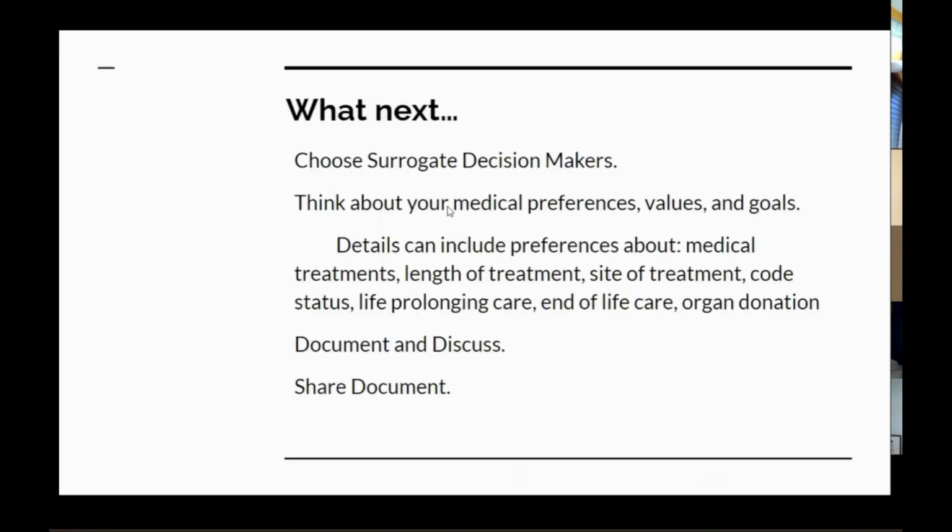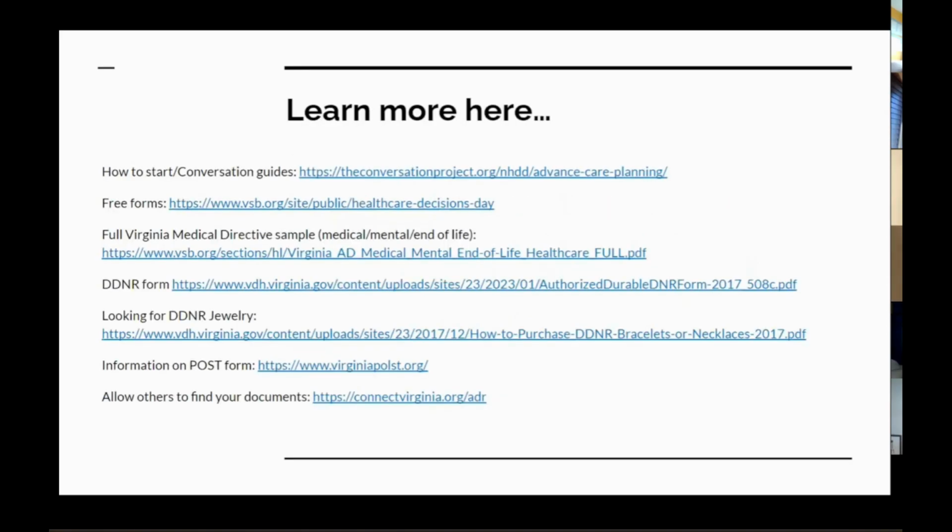So what next? Now you get to apply this to yourself. Choose your surrogate decision makers. Think about what you want. It's okay if it is very general right now. Make it detailed if those details come up. Then have the conversations, document it, and share your documents. All right, I will stop there.